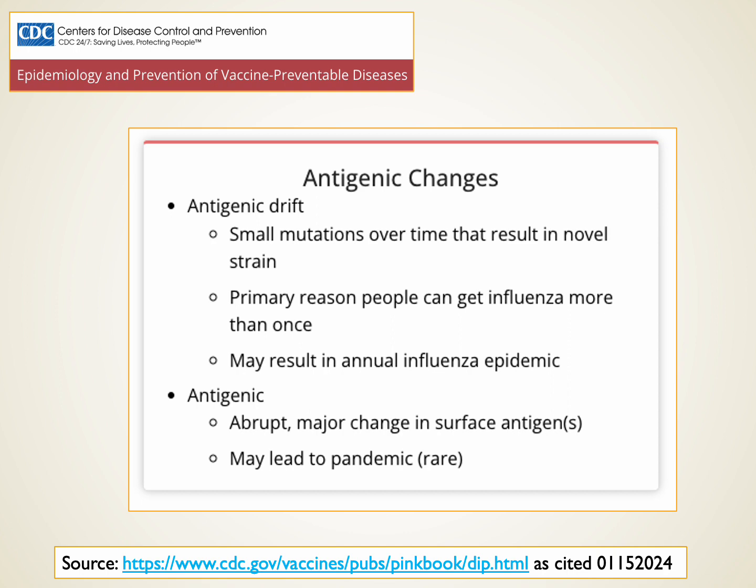What you see here, and this is the same thing we see with COVID, is antigenic drift: small mutations over time that result in novel strains. And so what you will find is that you can get influenza multiple times in your life, even if you have good immunity after one particular bout of influenza or a vaccine for influenza. The strain may have changed, and so you don't really respond to that.